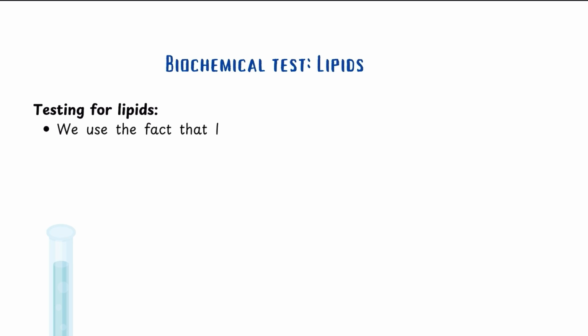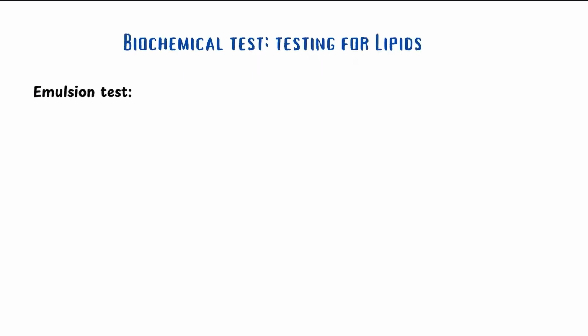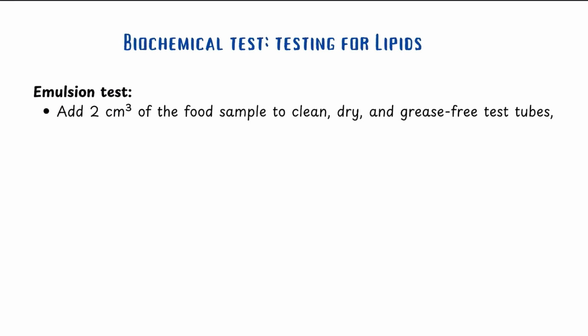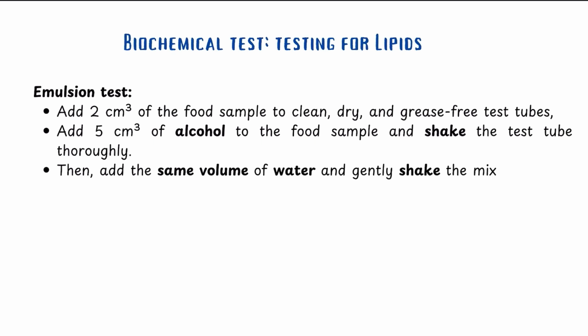We use the fact that lipids dissolve in alcohols to test for them. This is known as the emulsion test. Here's the procedure. Add 2 cubic centimeters of the food sample to clean, dry, and grease-free test tubes. Add 5 cubic centimeters of alcohol to the food sample and shake the test tube thoroughly. Then, add the same volume of water and gently shake the mixture.